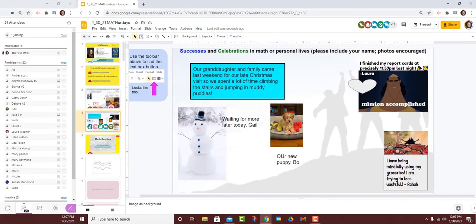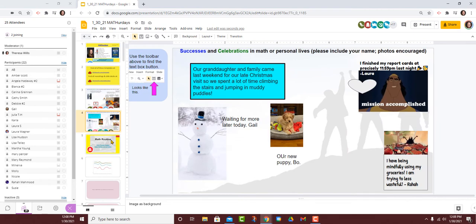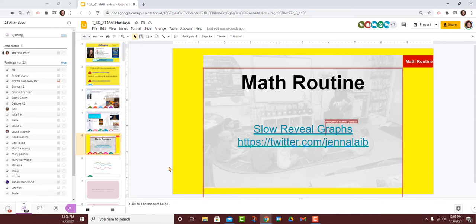Love what's coming up on these slides. You can see people get really personal here. And let's jump right into our routine today. So if you're new to MATHurdays, I typically show a 1-hour math block: a little bit of community building at the beginning, going into a math routine, jumping into a rich task with group problem solving, and then using the 5 practices to hold a discussion. Today I'm going to be using slow reveal graphs, and guess what, folks? There's a bunch already made for you. So check out Jenna's Twitter and Slow Reveal Graphs website to get more.